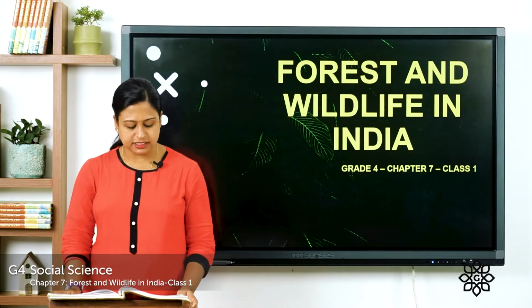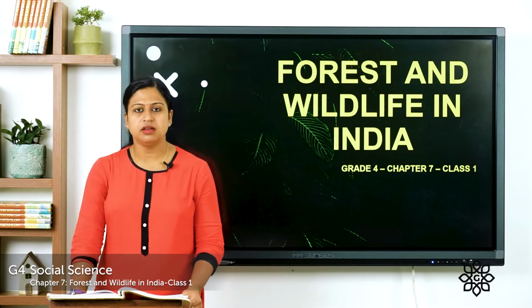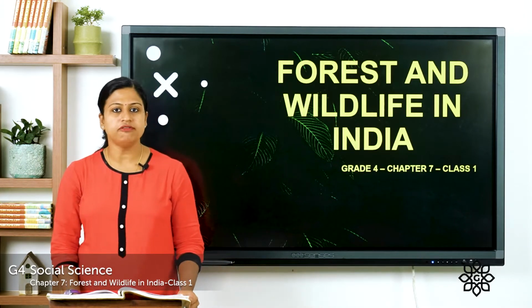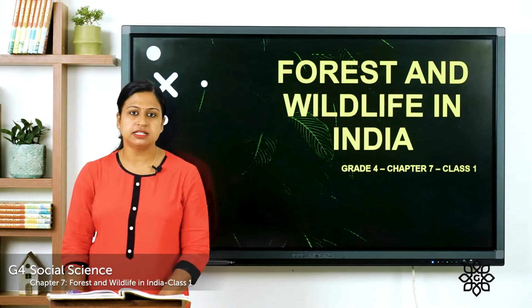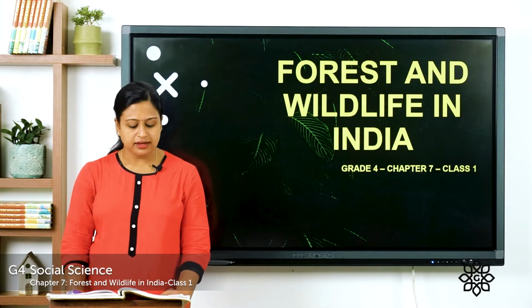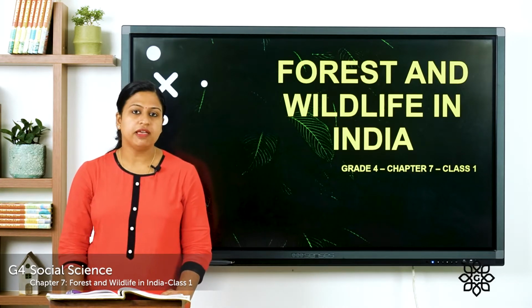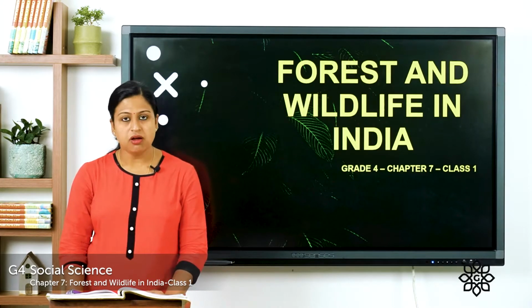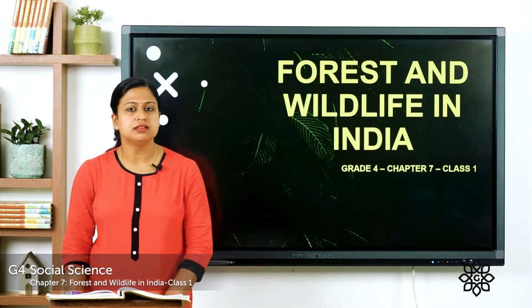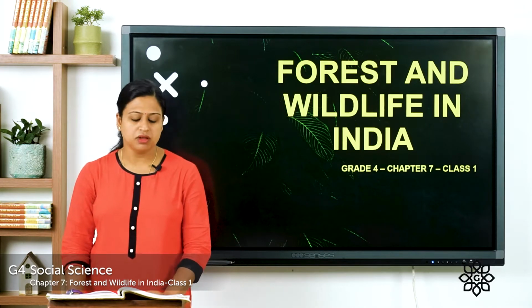So here in your textbook on page number 60, you can see many pictures of wild animals. You can see the famous Asiatic lion in Gir Forest in Gujarat. And the next picture is of elephants in the Periyar National Park. Then we have the Royal Bengal tiger in Sundarban in West Bengal.